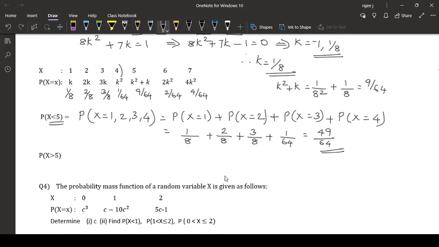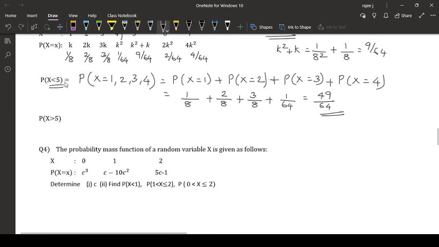Always check whether this is less than 1 or not. That is a technique to identify whether your answer is right or wrong. If it is more than 1, it means we have made a mistake somewhere. So that is P of X less than 5.